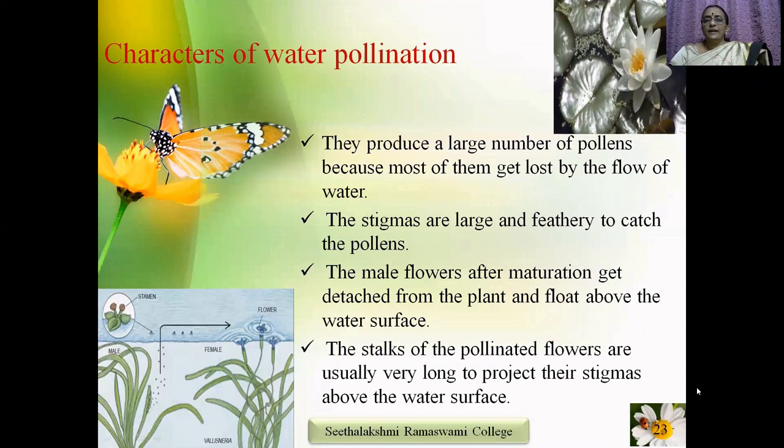So here are certain characters of plants which are pollinated by water. They produce large number of pollens because most of them may get lost by the flow of water. And the stigmas are large and feathery to catch the pollen. The male flowers after maturation get detached from the plant and float above the water surface. The stalk of the female flowers is usually very long to project the stigmas above the water surface.